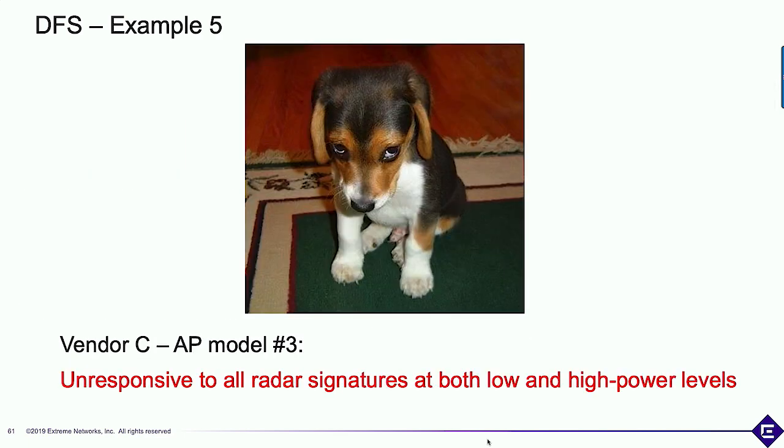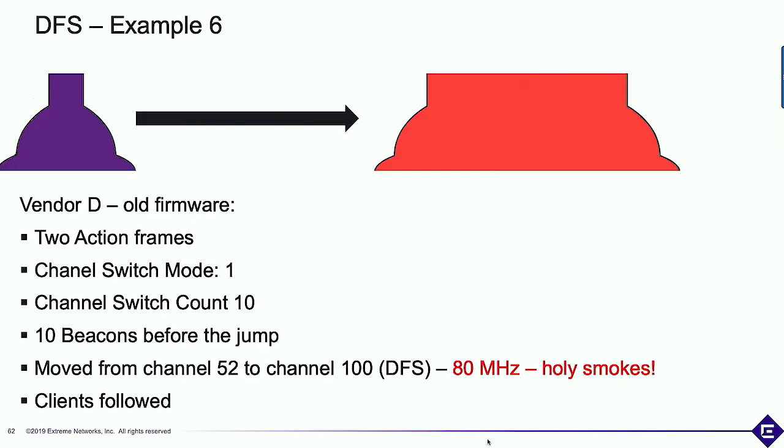And here's a really sad puppy. This vendor C, we tried it over and over and over, and it didn't respond to any radar signatures at both high and low power levels. And this vendor was DFS certified. It just didn't work. So that's very sad. Okay, and this is my favorite one, vendor D: 2 action frames, 10 beacon count.